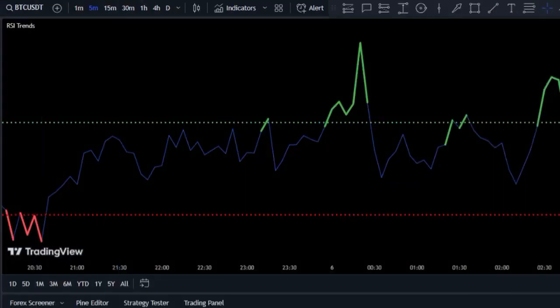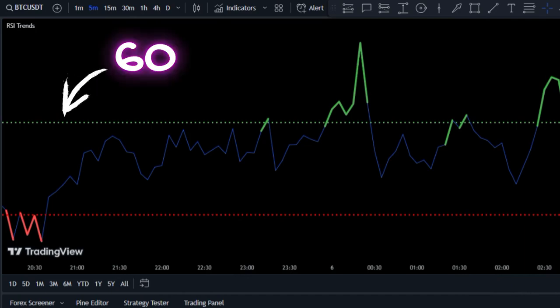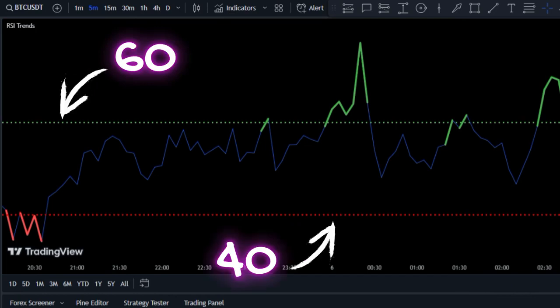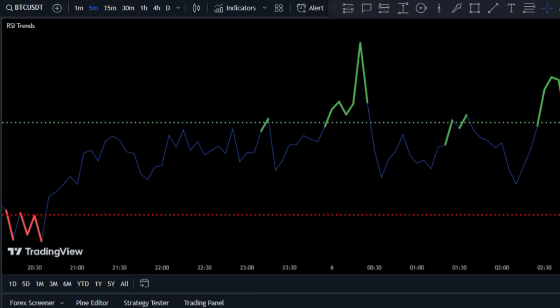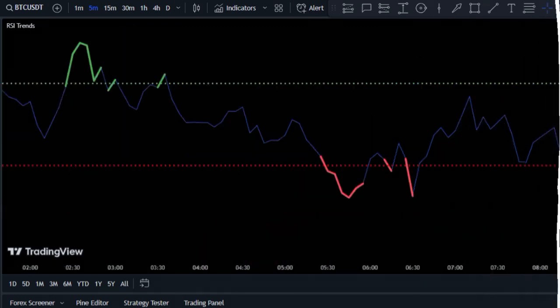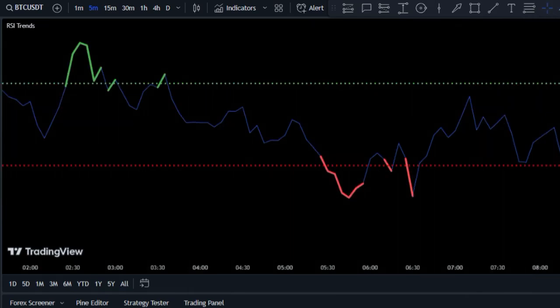Now let's delve into the workings of the RSI trends indicator. The indicator is quite fascinating as it features two bands, an upper band at 60 and a lower band at 40. To confirm a bullish trend, we need the RSI line to be colored green and positioned above the upper band. On the other hand, to confirm a bearish trend, the RSI should be colored red and situated below the lower band. It really is that straightforward.